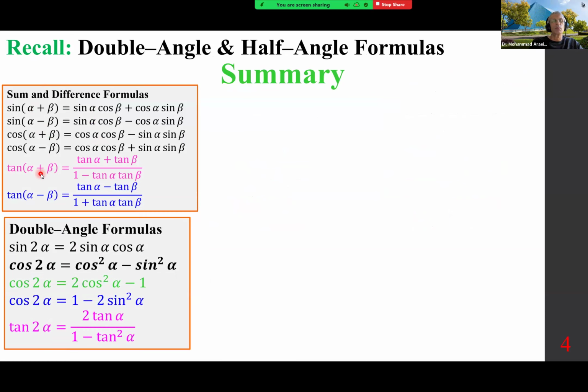And we developed the double angle formulas. For example, here, if I replace the beta with alpha, sine of alpha plus alpha, I get sine of 2 alpha equals 2 sine alpha cosine alpha. Cosine of 2 alpha, change the beta to alpha, you get cosine of 2 alpha equals cosine squared minus sine squared, and there are 3 different ways of writing it. Finally, tangent is the ratio of sine to cosine.